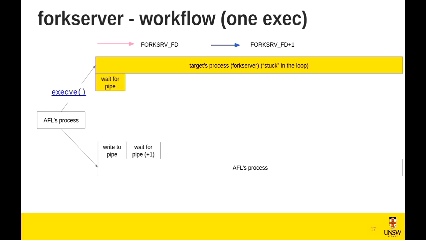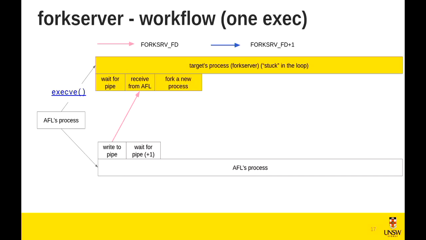AFL's process will write to the pipe, and then wait for the feedback from the target. It just writes an integer into the pipe. I forgot what the integer is, but it writes an integer to the pipe. Once the target process receives the message from AFL, it is actually being told: let's try to test a new input. This message is like telling the target process, get ready to receive a new test input.